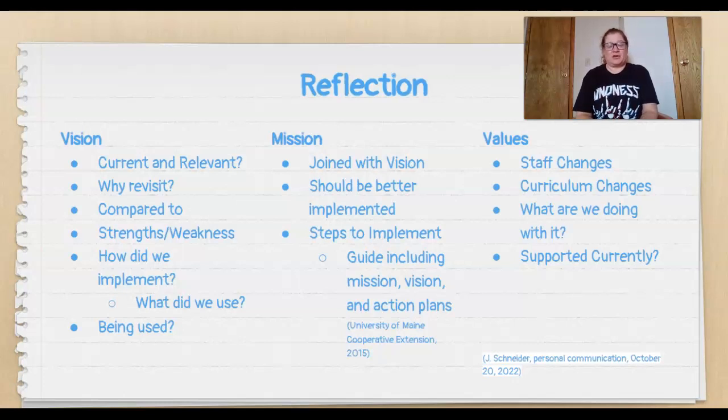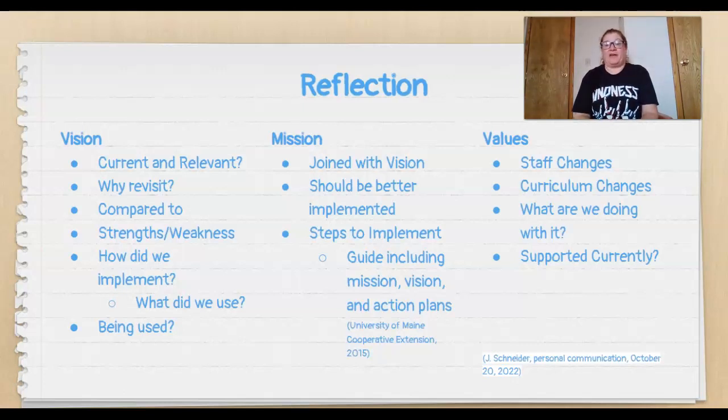As far as a mission goes, that's basically joined with our vision statement. As I said, we only have one in our school. So it definitely should be better implemented. I think that we need to use the guide that was given by the University of Maine Cooperative Extension. There were a lot of good things to write good visions, write good missions, and there were a lot of ways to use action plans. And I think in my particular school, because we are a Leader in Me school, action plans are something we're very familiar with. So I think that would be a great guide to use when we sit down and hopefully write a new vision and mission for our school, or at least tweak our vision and create a mission.